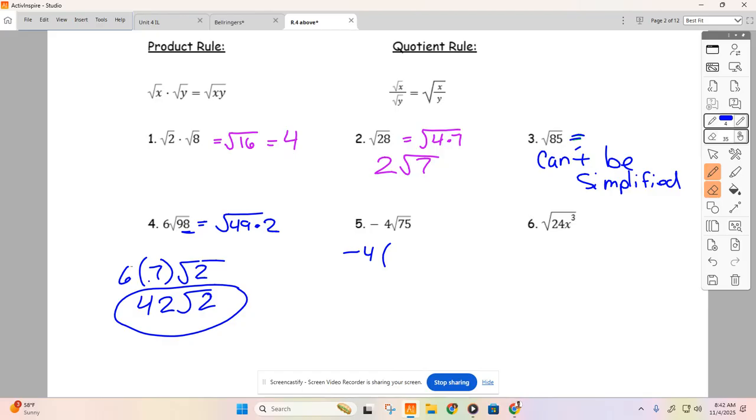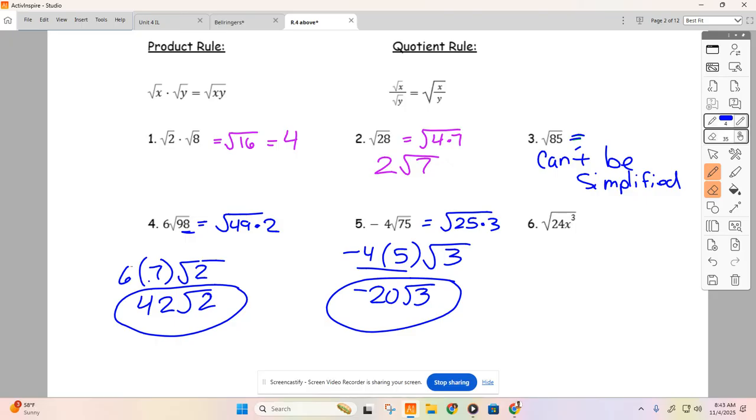All right, for 75, I'm going to separate the 75 into 25 times 3. 25 is a perfect square. When I take the square root of 25, I get a 5. What's still under the radical is my 3. I can't forget about this -4 that was hanging out there in front. I need to multiply these two, which gives me a -20, and I still have square root of 3. That's my final answer.